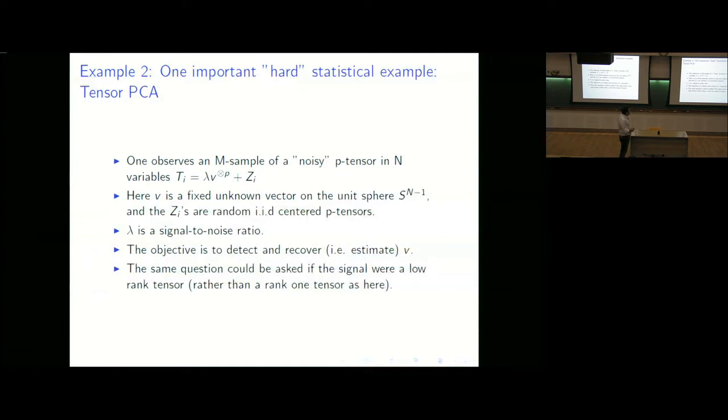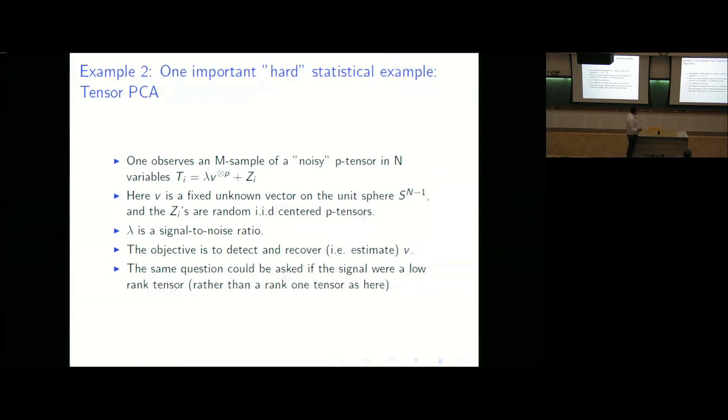And it is noisy. What I have access to is a sample of this vector, maybe multiplied by a constant, plus random IID noise. So I'm not given the tensor, I'm given the tensor plus noise. Let's say V here is a fixed unknown vector. I have no prior on it. I assume that it's unit, so it's anything on the sphere. And the Z_i are random IID centered P-tensors.